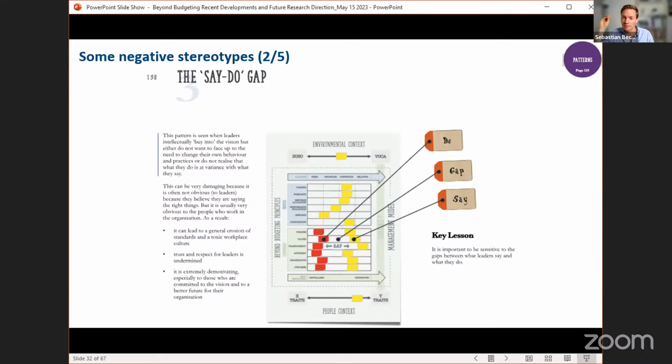Or they say there's this great purpose, but then they ask, where is the goal? Why didn't you reach it? So there's a big say-do gap. That's another famous pattern that we have discovered.